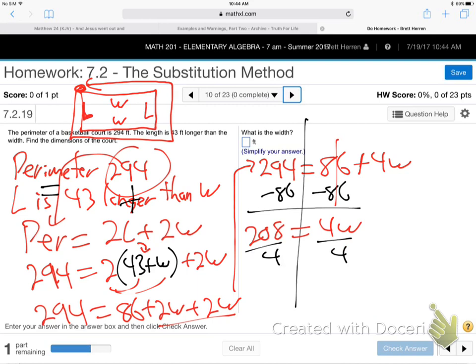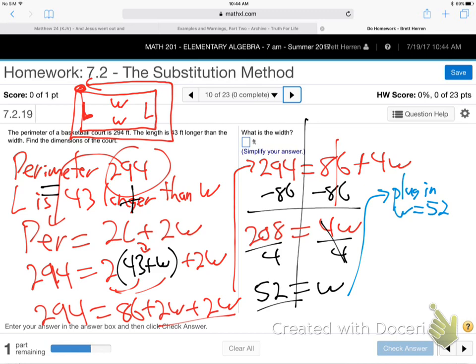Like that. And W equals 52. So width is 52. And how do you get the length? Yeah, just plug it in, huh? So we've got the width. Width is 52. So now, over here, plug in W is 52 into what? This formula right here. It says L is width plus 43.